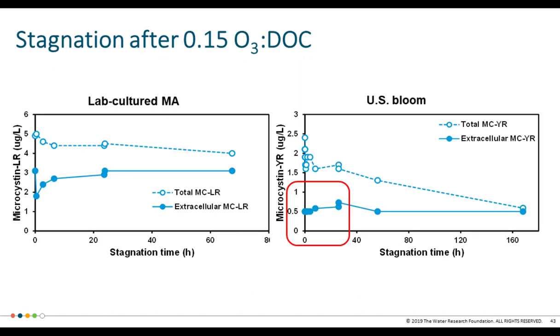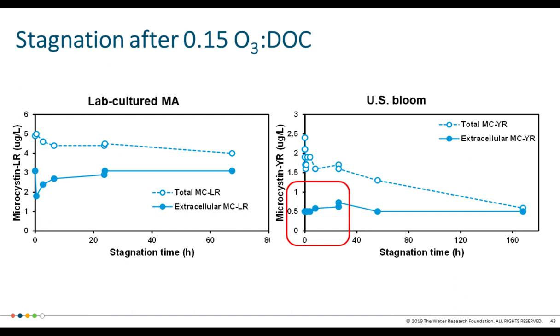So first, we're looking at plots that are similar to what Arash was showing, but we're looking at microcystin on the y-axis versus stagnation time on the x-axis. And here we're looking at the lab cultured and the US blooms for a 0.15 ozone to DOC mass ratio. What we're able to see is that there was potentially some minimal release that occurred in the first 8 to 30 hours in the US bloom, but overall we did not see much release at this ratio.